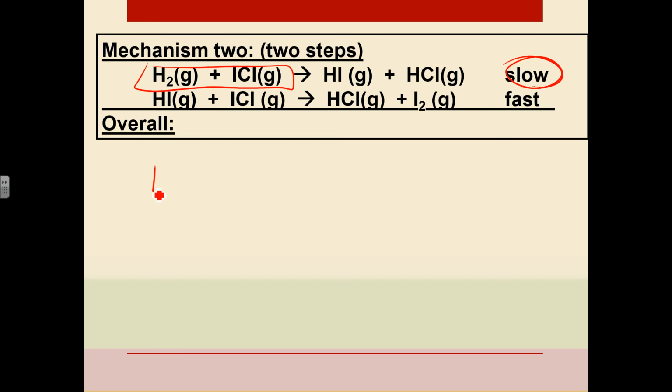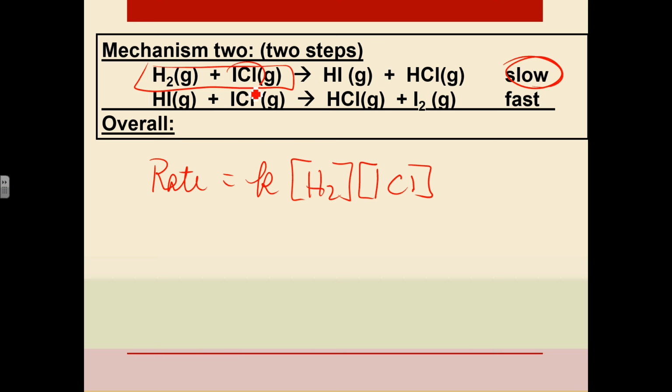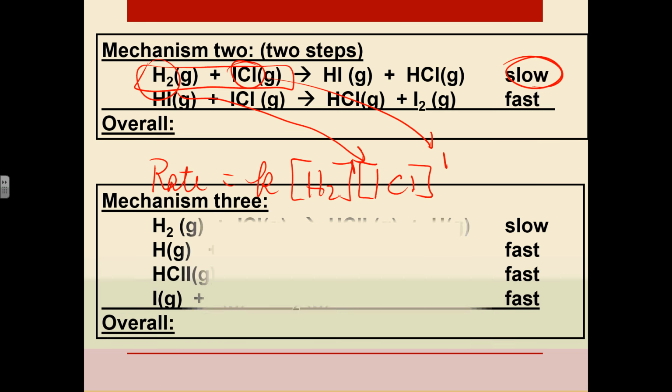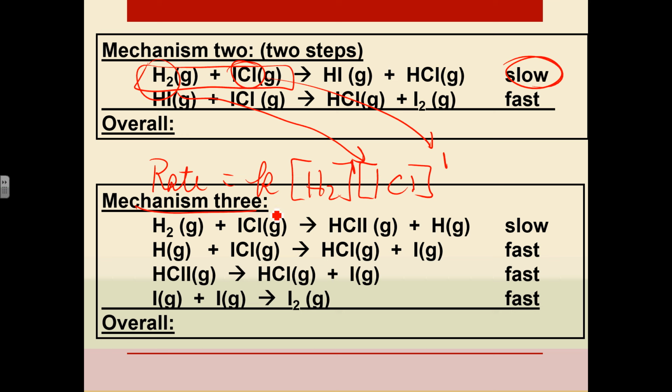In this mechanism, your slow step has these two reactants, and then you write your rate. Rate equals K, concentration of H2 times the concentration of the ICl. There's only one, so you get a 1 for the order and 1 for the order for the H2. One more. This has the same reactants, so it would have the same rate law. There's one H2, there's one ICl, and remember, we only put the reactants in the slow step into the rate law.